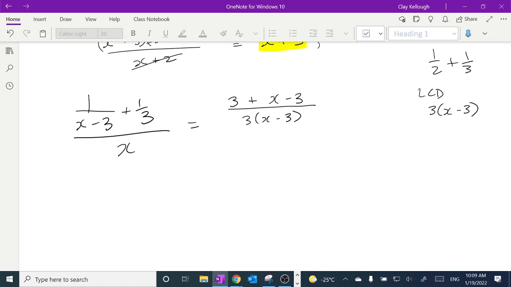And instead of dividing by x, I'm going to change that to a multiply. And remember that when you're in fractions, dividing by a number means timesing by its reciprocal. And look at how that's going to turn out. That's going to turn out quite nice. I'm going to end up with 3 plus x minus 3, which is just x. The denominator is going to be 3 times x minus 3.